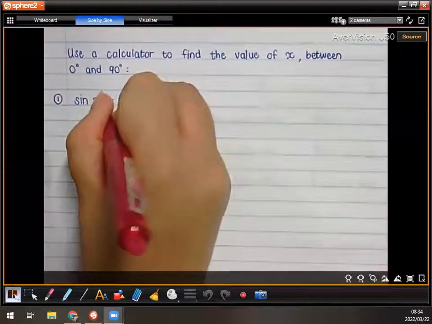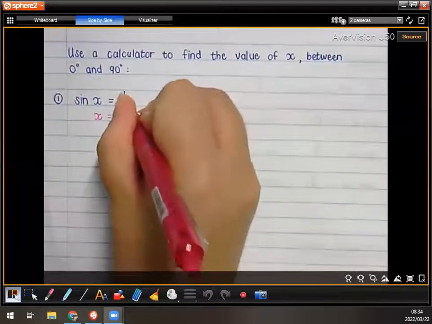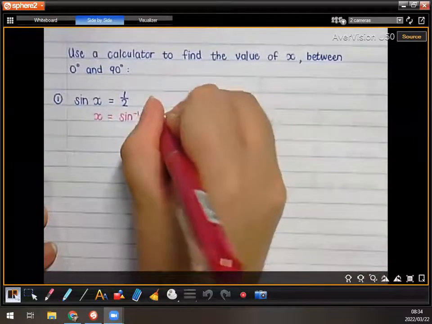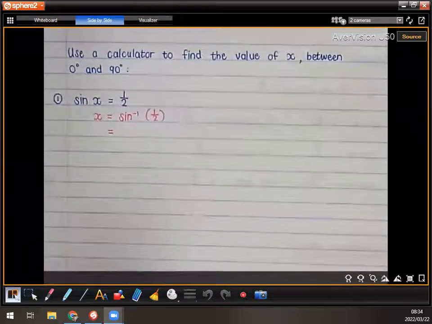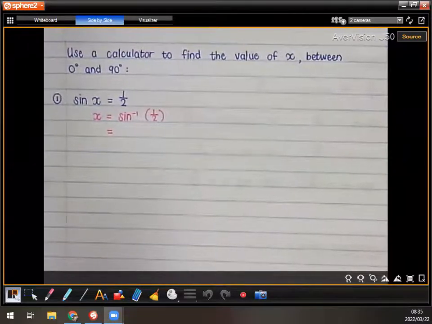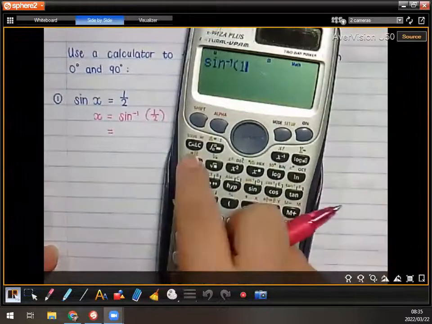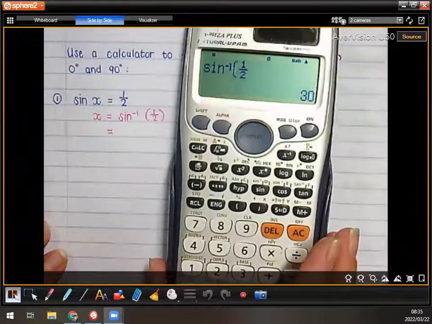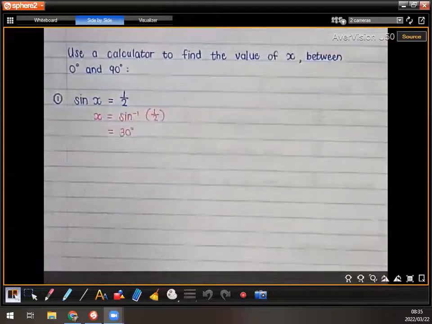So let's write this down. Let's say x is going to be equal to sine to the -1, sine because it is sine, right, of a half. And when you type that into the calculator, it will actually give you the answer. The calculator kind of inverses or reverses the process, and it will give you the angle. So when you do shift sine of a half and you press equals, it will give you that angle. So x is 30 degrees.